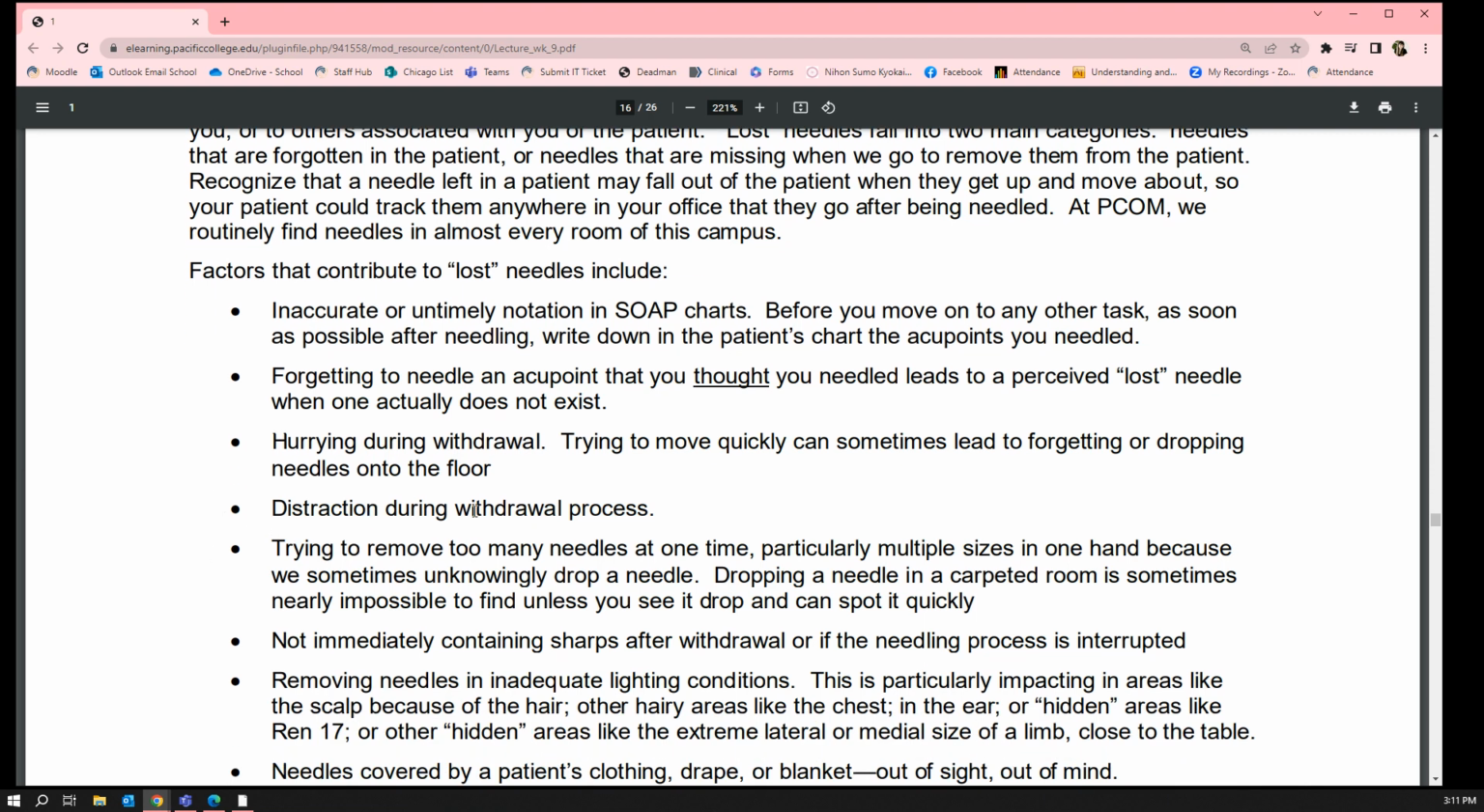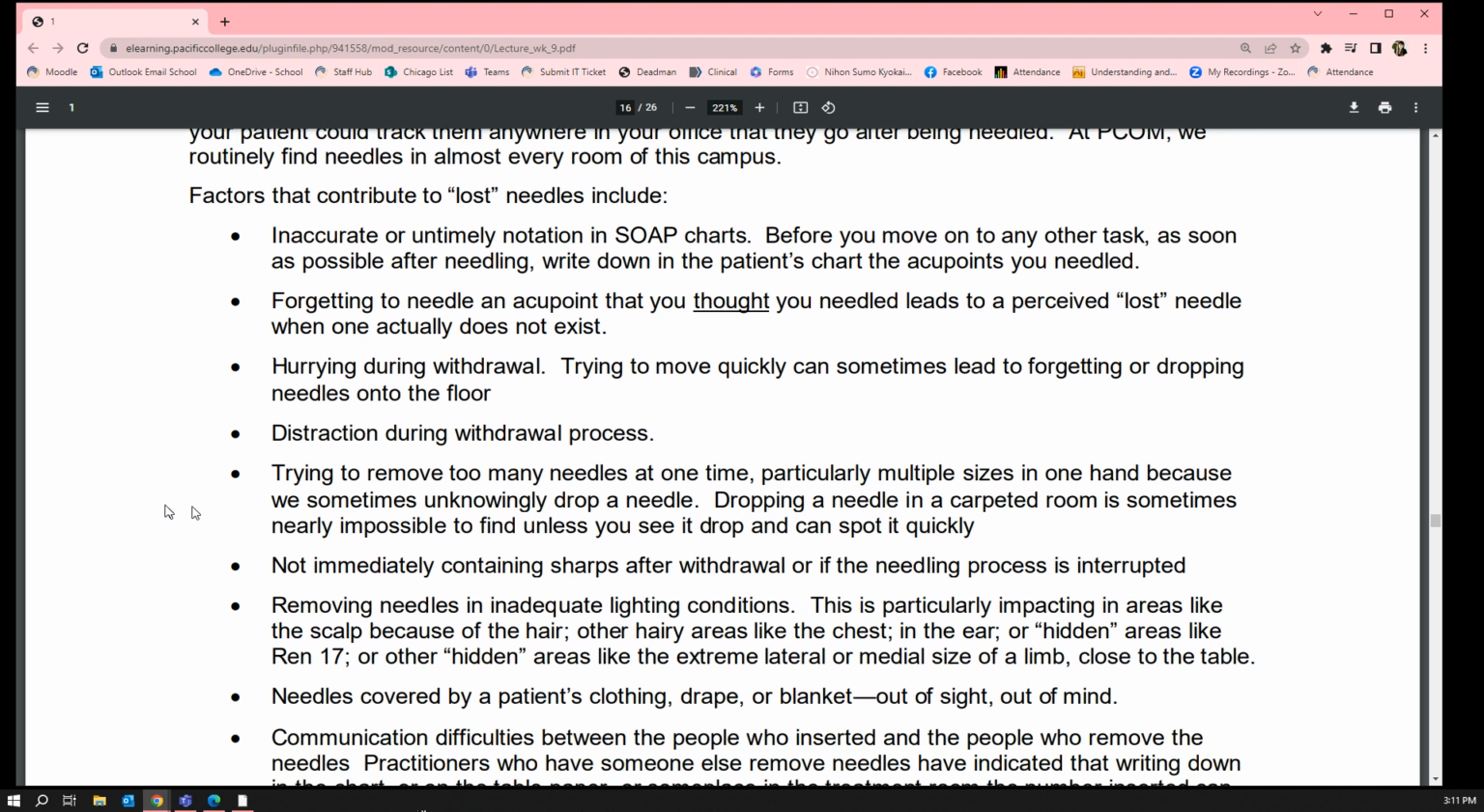Same thing goes for distractions during the withdrawal process. If you're not being mindful, you might have a problem with lost needles. Trying to remove too many needles at one time, particularly multiple sizes at the same time, you might unknowingly drop a needle. It's very easy to do that. And dropping a needle in a carpeted room, it can be very difficult to find them unless you actually see it drop out of your hand and you can spot it quickly.